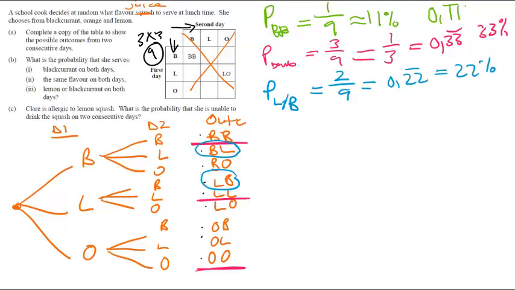Claire's allergic to lemon squash. What is the probability that she will not have any squash for 2 consecutive days? So the probability of getting lemon on 2 consecutive days, meaning day 1 and day 2, is just 1. So the probability of lemon is going to be 1 out of 9, which is equal to 0.11 recurring, or approximately 11%. The probability of her not having juice for 2 days in a row is 11% chance.